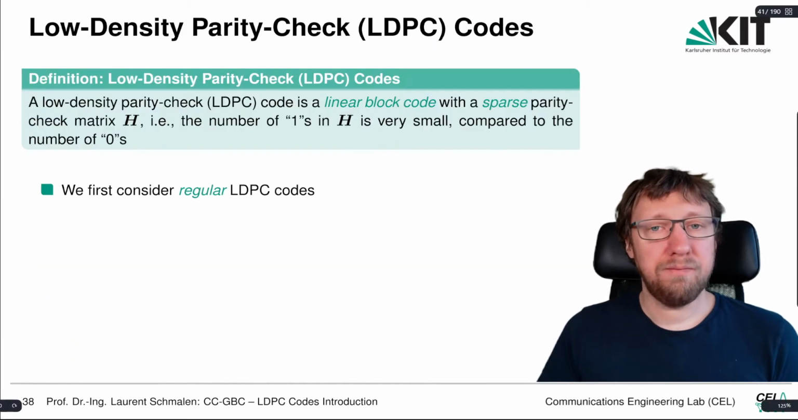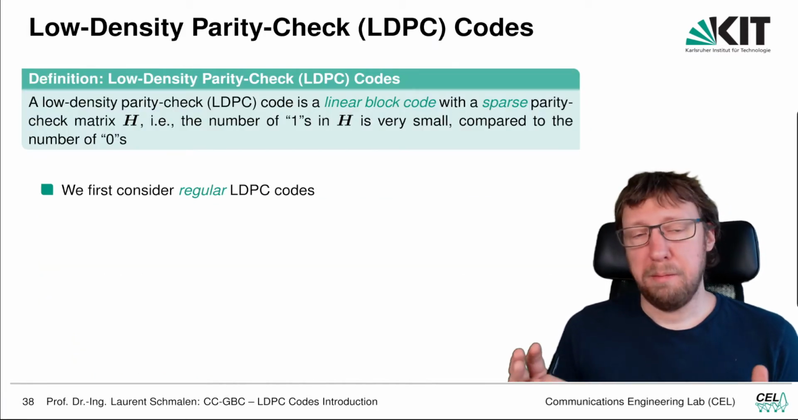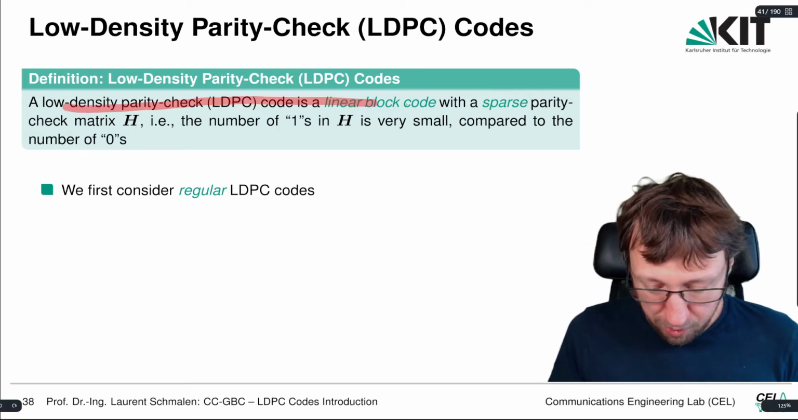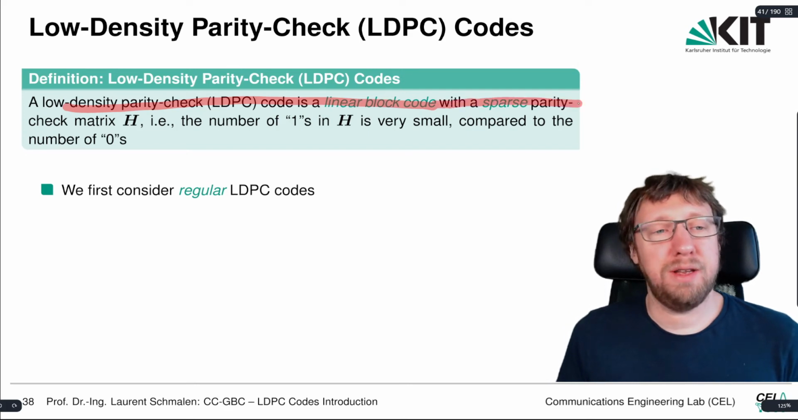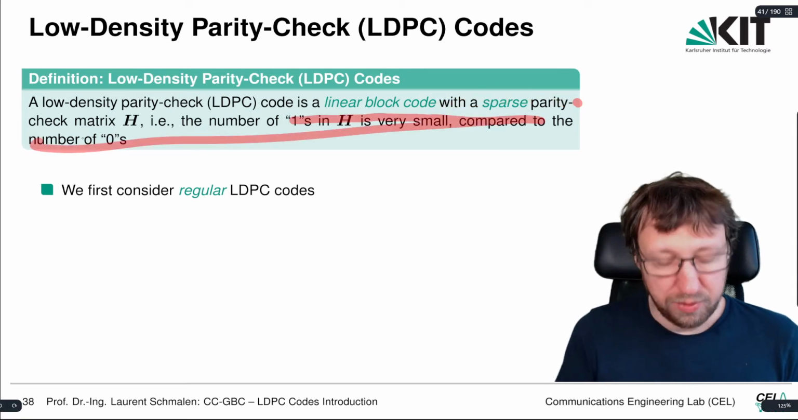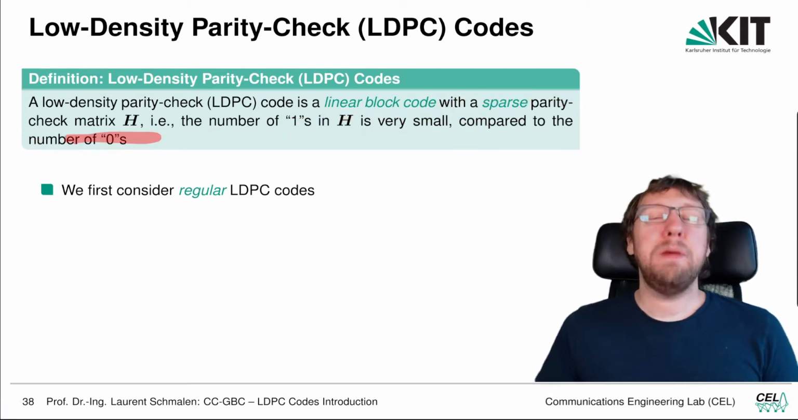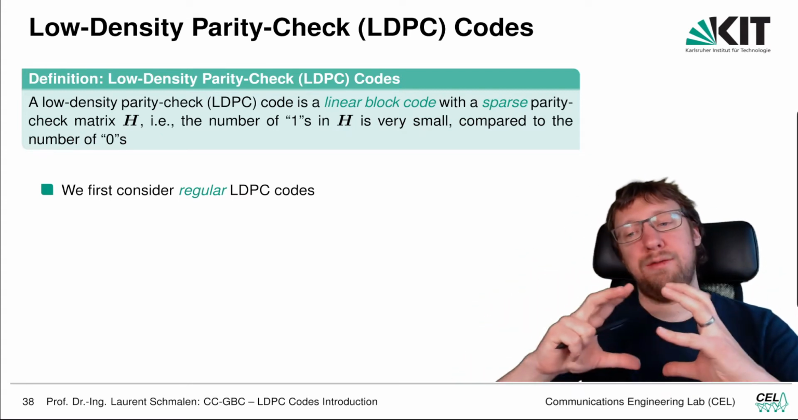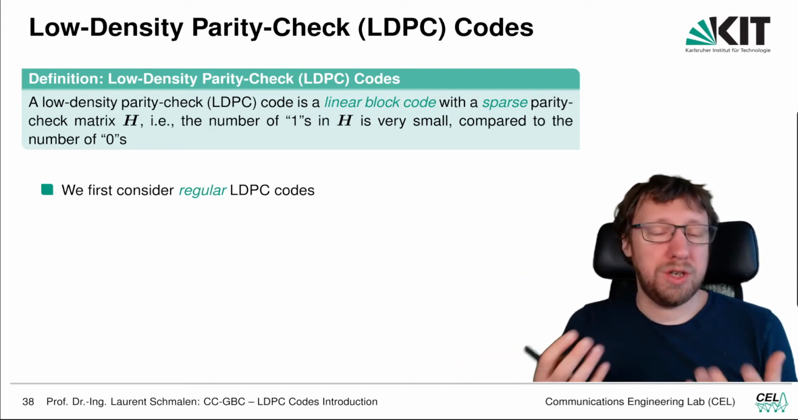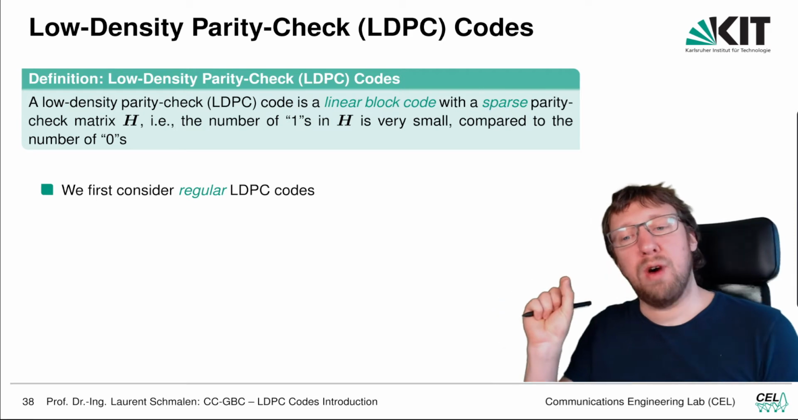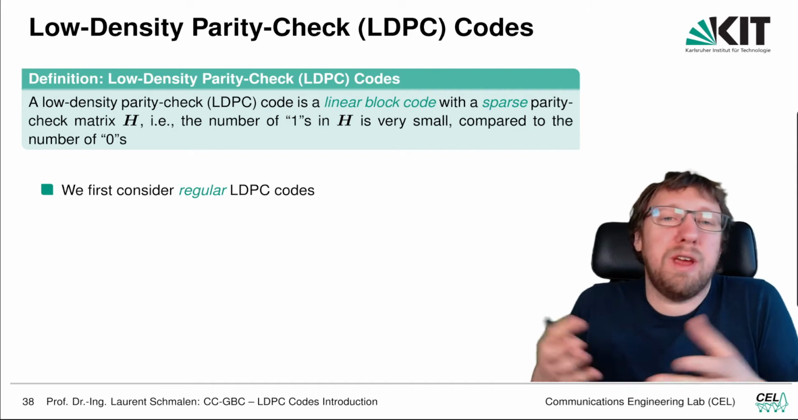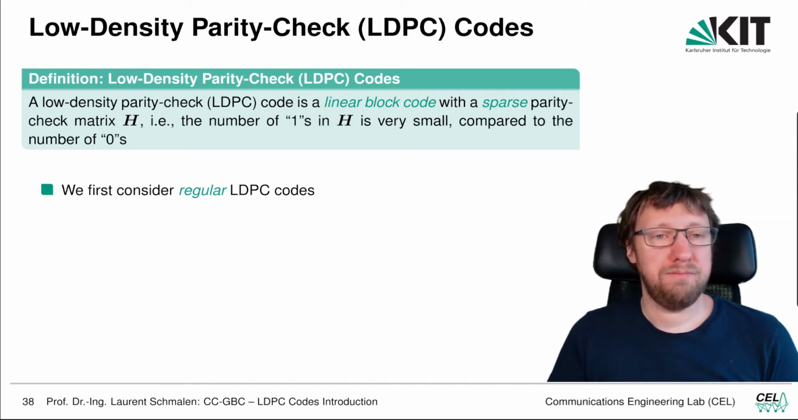What is an LDPC code? The main definition is very simple. It's a linear block code that has a sparse parity check matrix, which means that the number of ones is very small compared to the number of zeros. That means we can compress the parity check matrix efficiently. If the number of ones and the number of zeros is almost the same, compression is difficult. But if we only have a small number of ones, compression gets very simple. We can use zip to compress it, but we can also use more elaborate schemes.